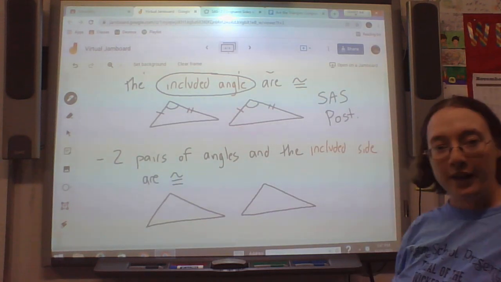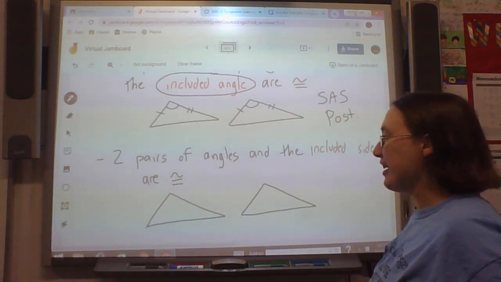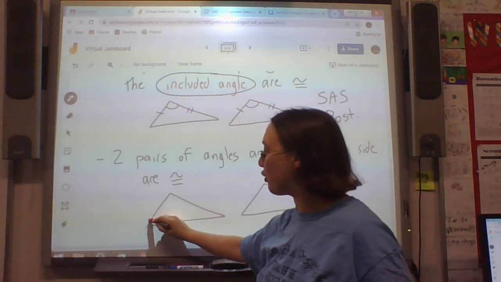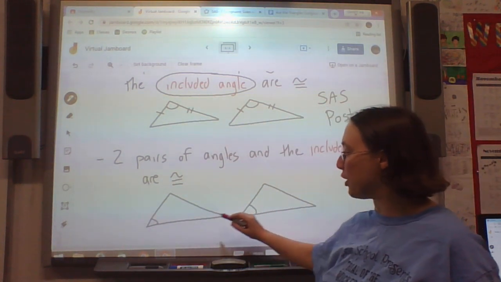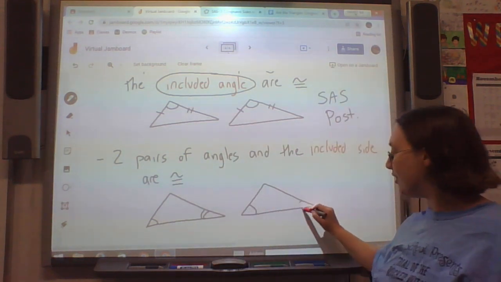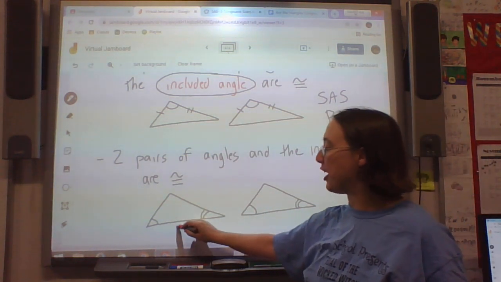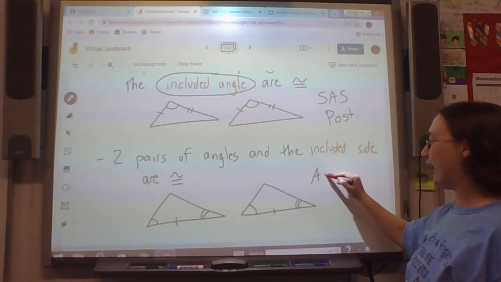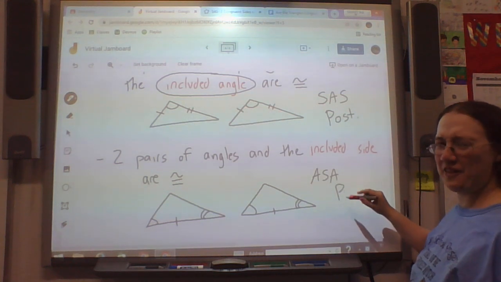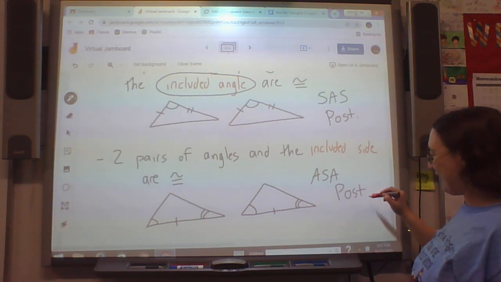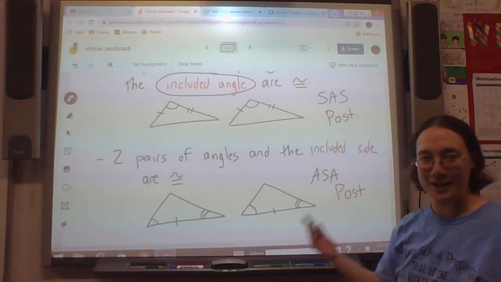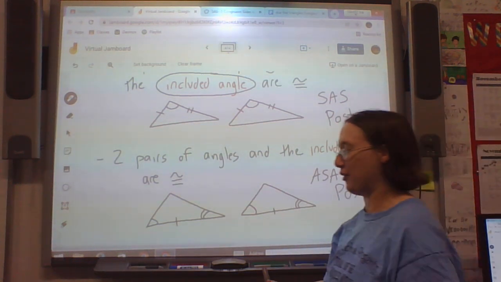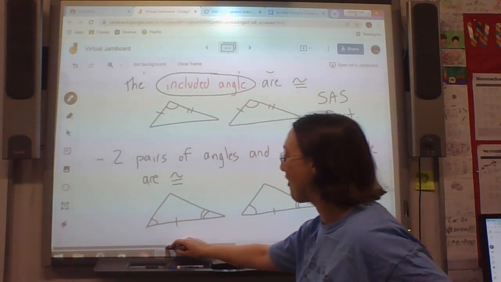Same sort of idea with this one, except we have 2 pairs of angles and the included side. So same sort of thing with the included side. Your included side is your one between your 2 pairs of angles. So if I know these angles and say these angles are congruent, your included side would be that one. So that's why this is called the angle side angle postulate. It's nice when things are exactly what they sound like. So your angle side angle postulate is 2 angles and the side in between them. Just like this is 2 sides and the angle between them. It's nice when postulates are named exactly for what they are.